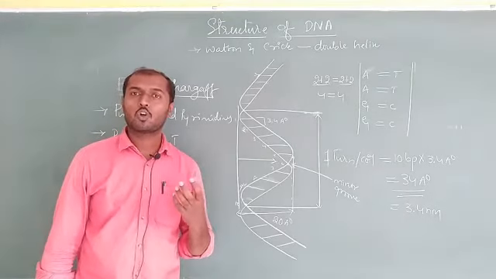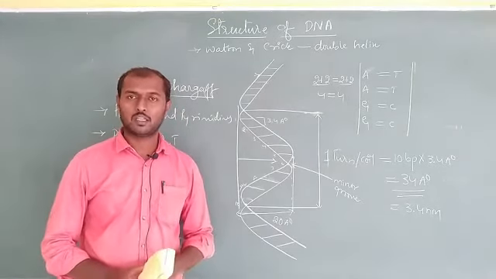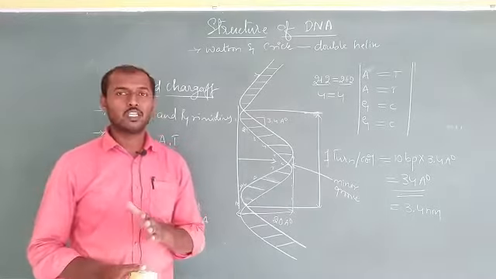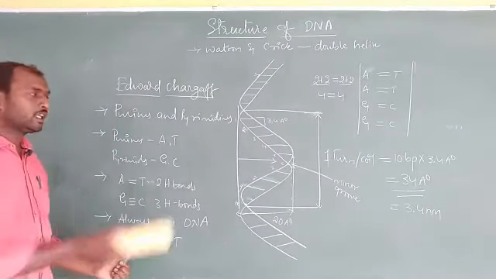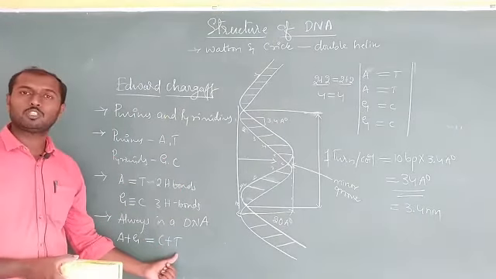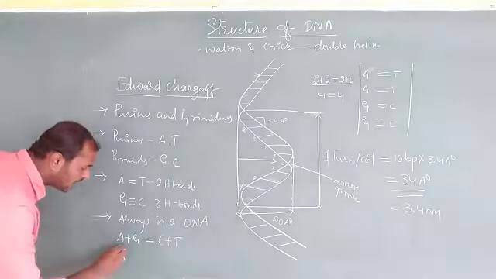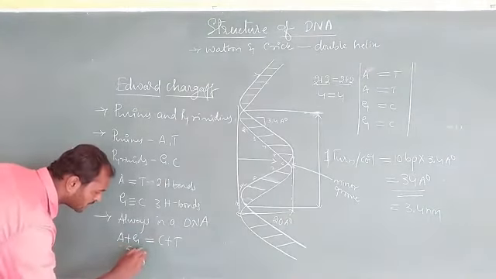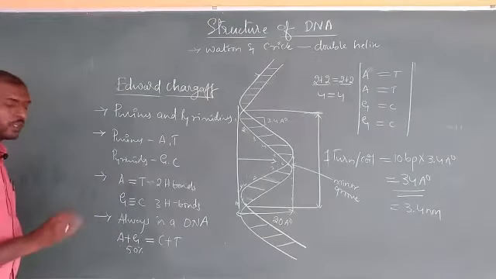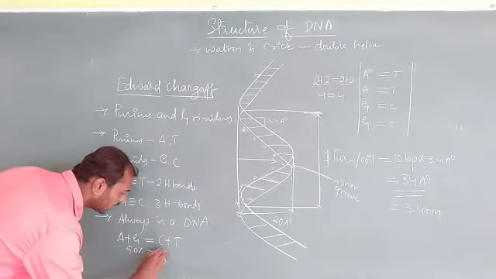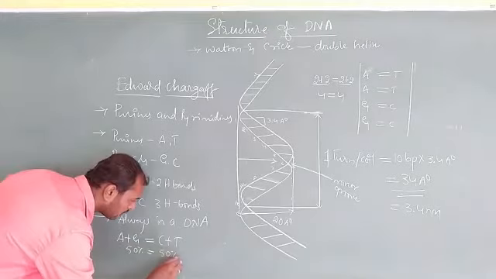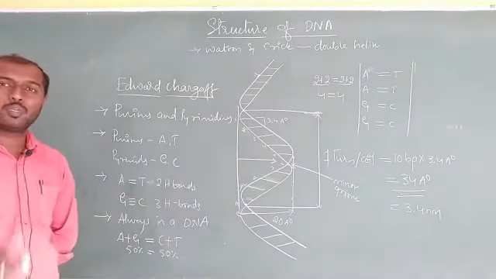Because of complementary base pairing, A plus G in a DNA is always equal to C plus T in percentage. So if A plus G is 50 percent, then C and T percentage should always be 50 percent.